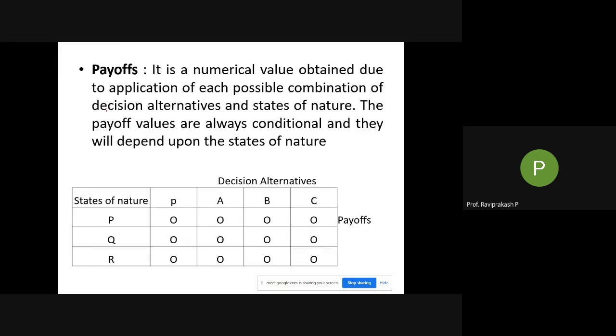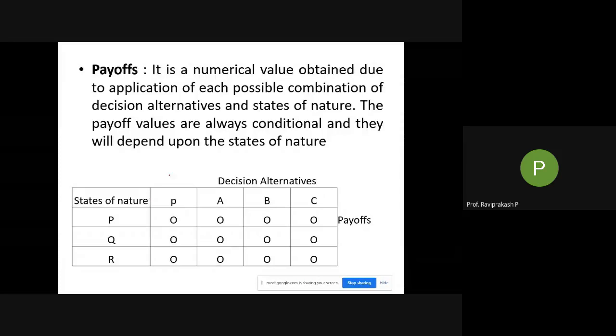What they are telling here is, for example, for a particular work to be done, you are paying something, and the person who is taking it is gaining. So we are paying off for a particular thing to be done. In general, if someone is buying something and someone is selling, the buyer will give some money to buy that thing. So this is a payoff. It is a numerical value obtained due to the application of each possible combination.